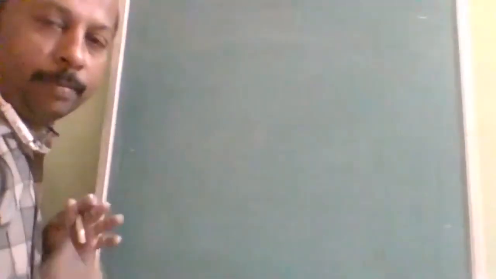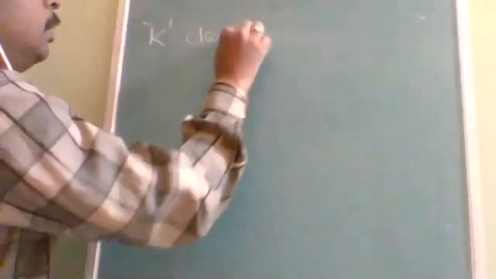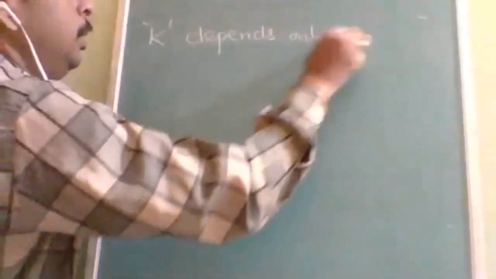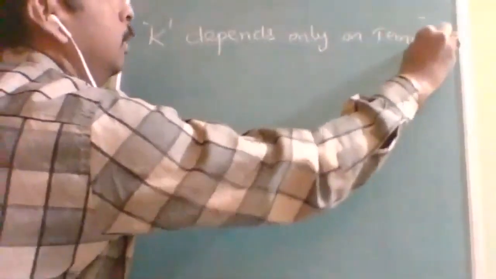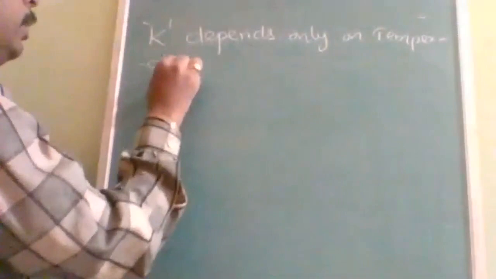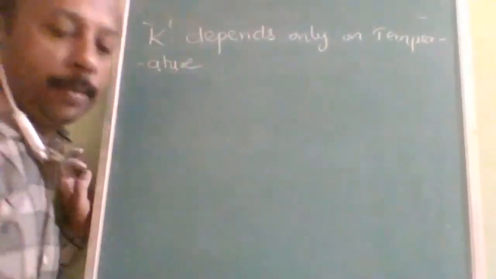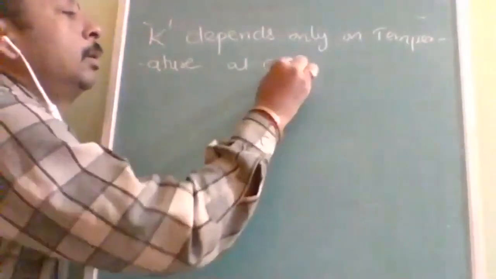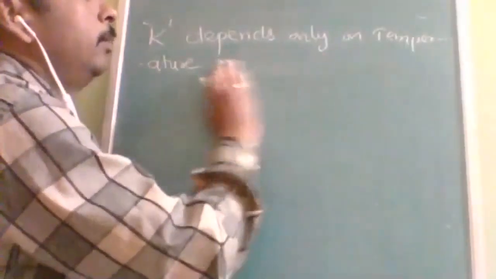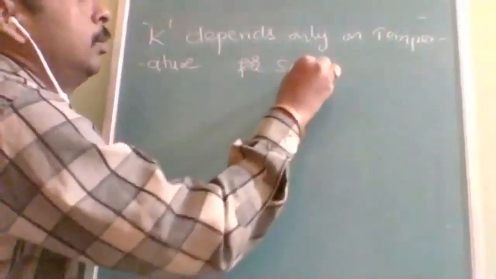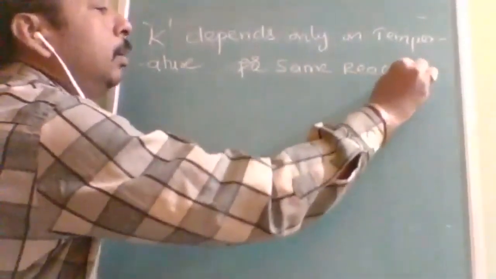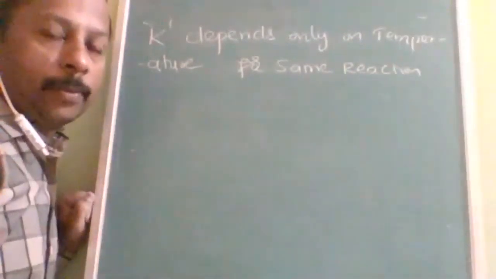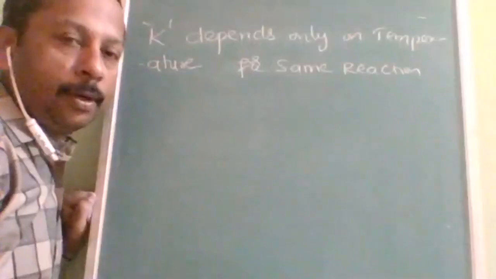Now coming to the very important point. What is that important point? K depends only on temperature. K depends only on temperature. Okay, so the specific rate constant and its temperature are for the same reaction. For the same reaction. If reactants are the same and the reaction is the same, then K changes not by the concentration.